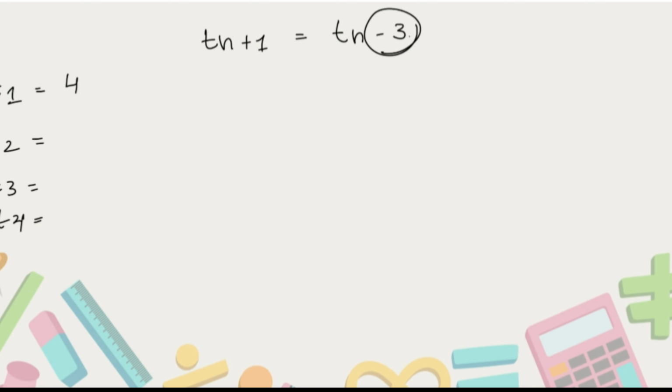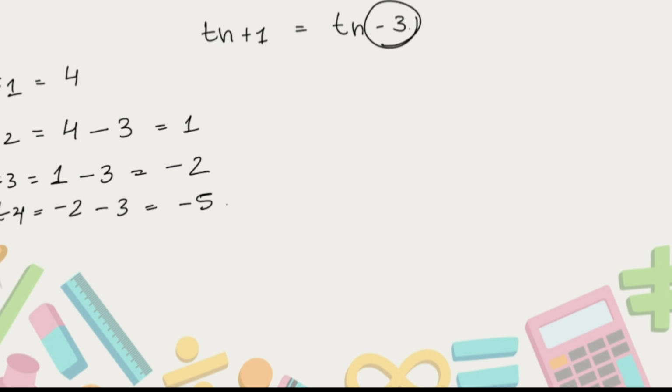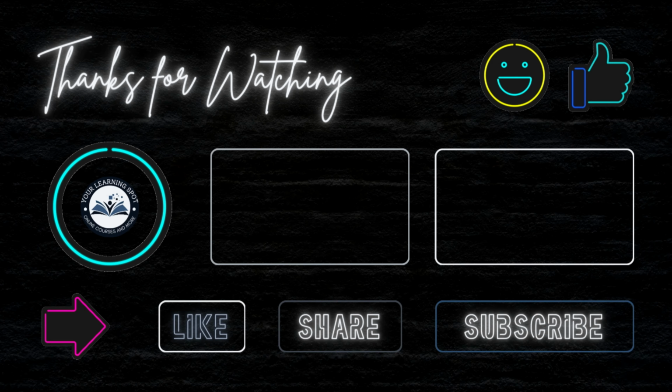So you have to take the term 1 minus 3, you get 1. The term 2 minus 3, you get minus 2. And then negative 2 minus 3, you get negative 5. So the sequence we have formed here is 4, 1, minus 2, minus 5.